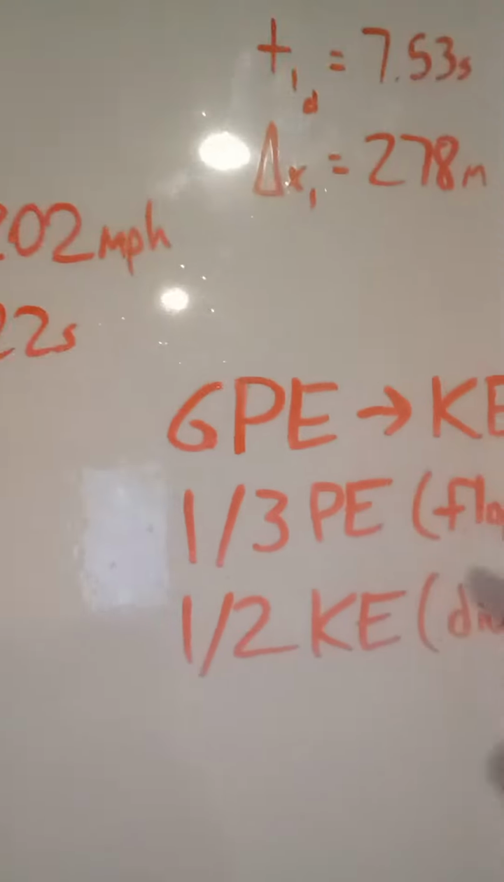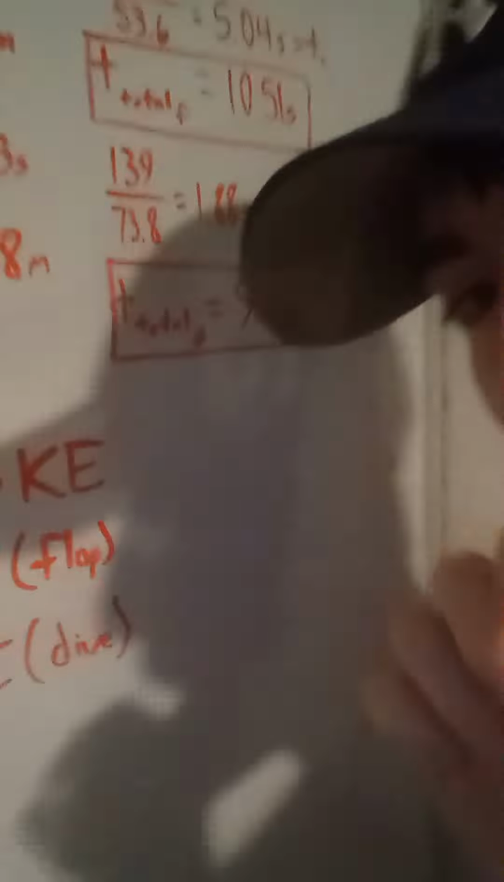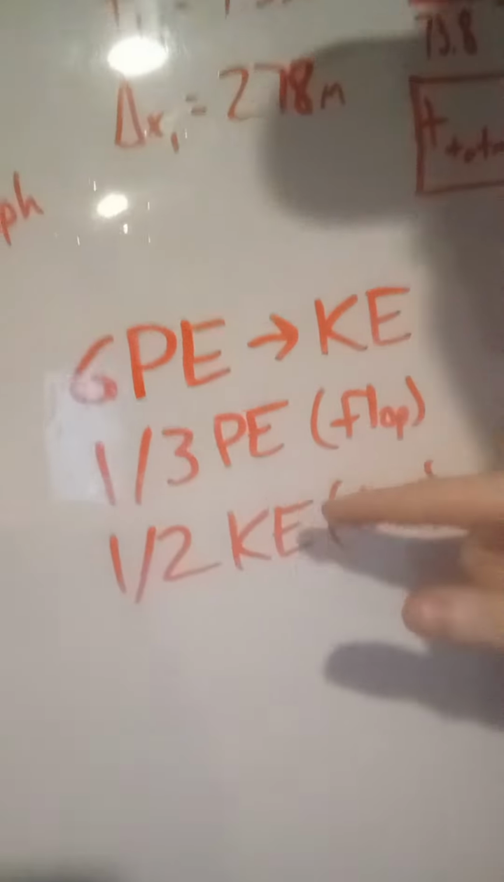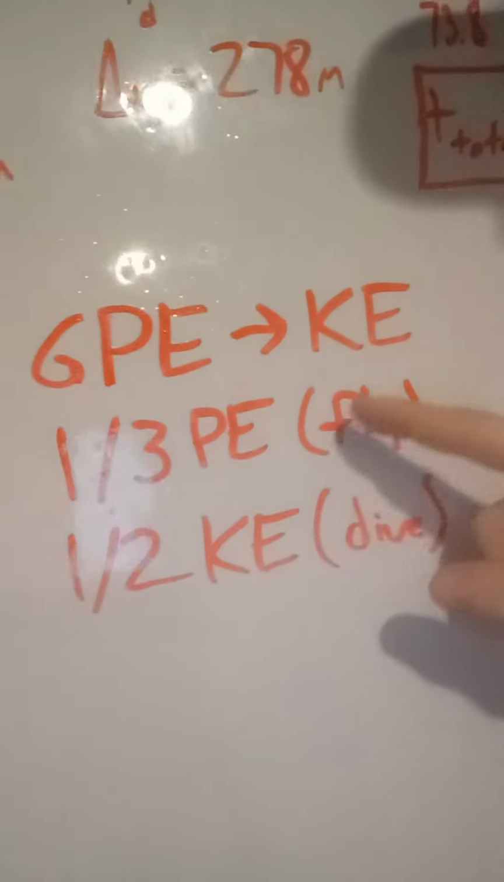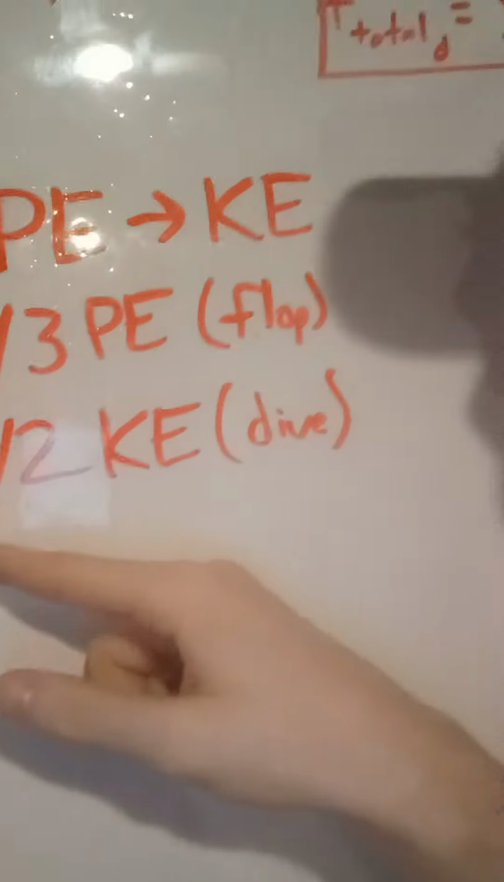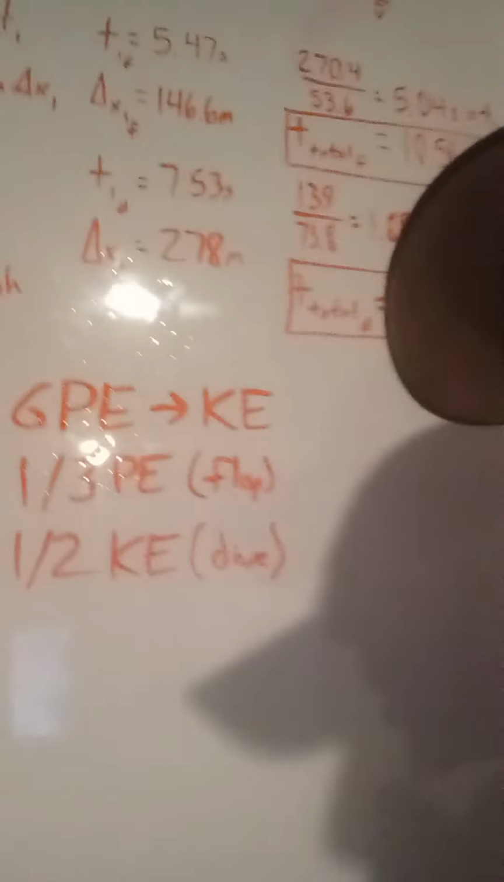Holy shit. Now, another thing: gravitational potential energy to kinetic energy says a lot about terminal velocity. If you're doing a belly flop, only a third of that potential energy ever gets converted to kinetic energy, but half of it gets converted when you're doing a dive.